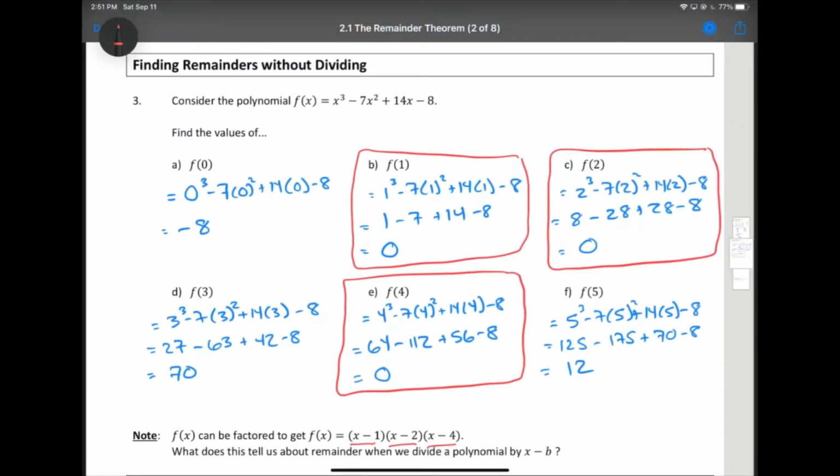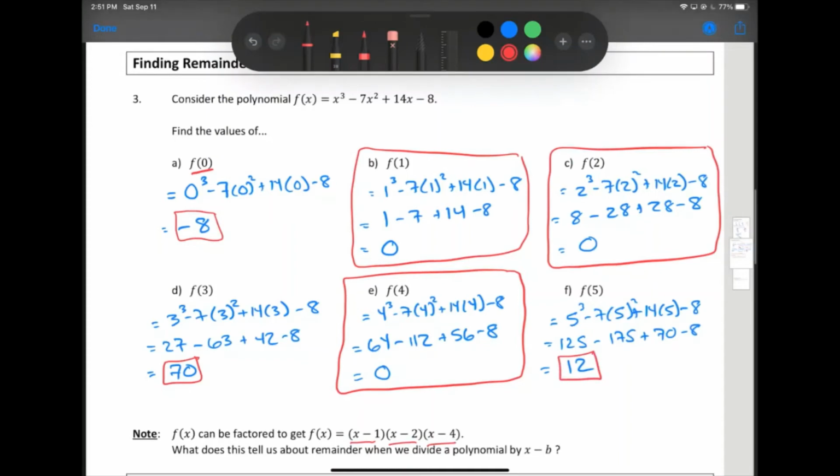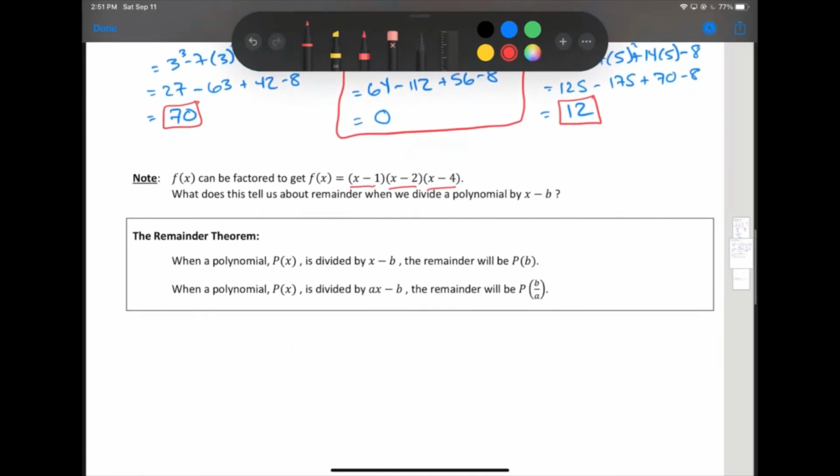If I divide by, get my marker back here, stop bouncing. Okay, if I do x, which is the same thing as x minus 0, if I divide the polynomial by x, my remainder is negative 8. If I divide it by x minus 3, the remainder is 70. And if I divide it by x minus 5, the remainder is 12. That's super handy. And that actually is our remainder theorem.